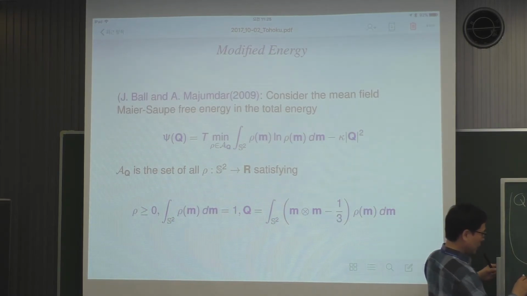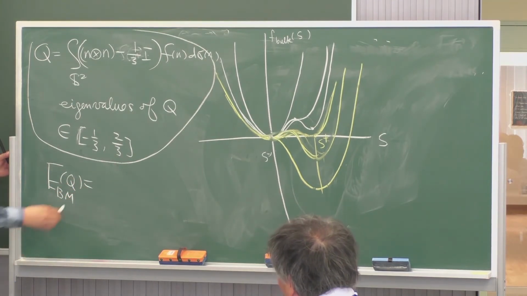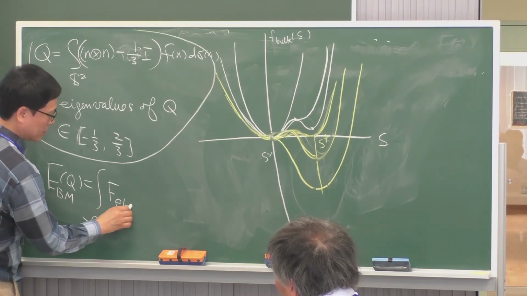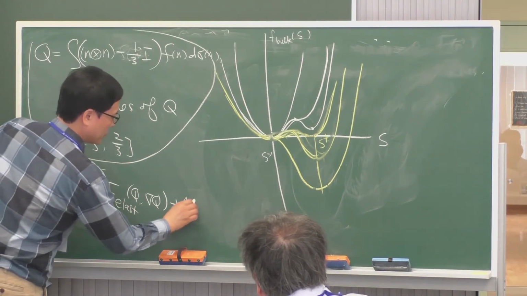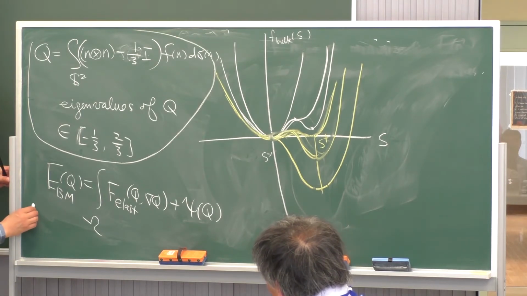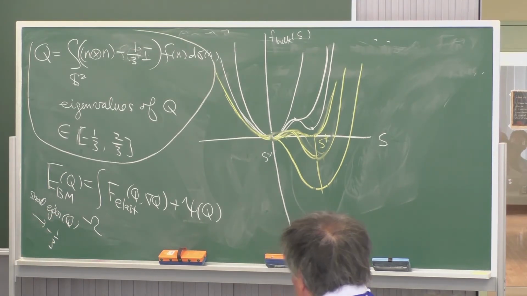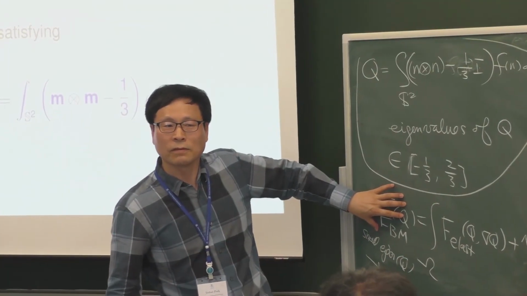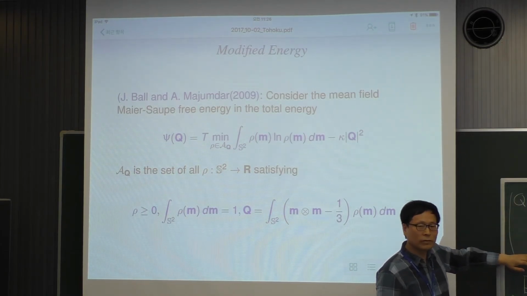So here this is the Oseen-Frank energy, F elastic energy. This is our original elastic energy, and then they put the psi of Q. Instead of a bulk energy, they use this energy. And then they proved that for the minimizer, when the smallest eigenvalue of Q goes to minus 1/3, this energy goes to infinity. So this term actually prevents Q from having eigenvalues less than minus 1/3.